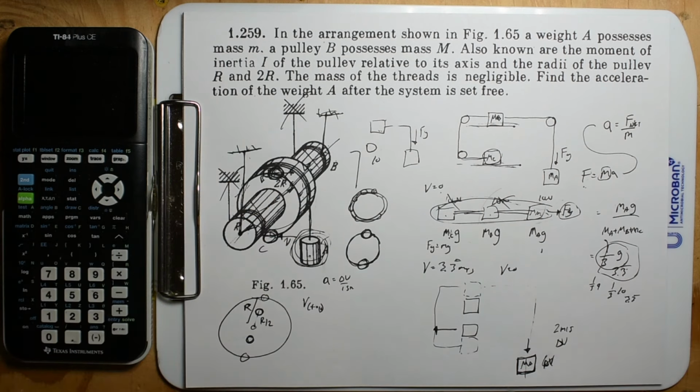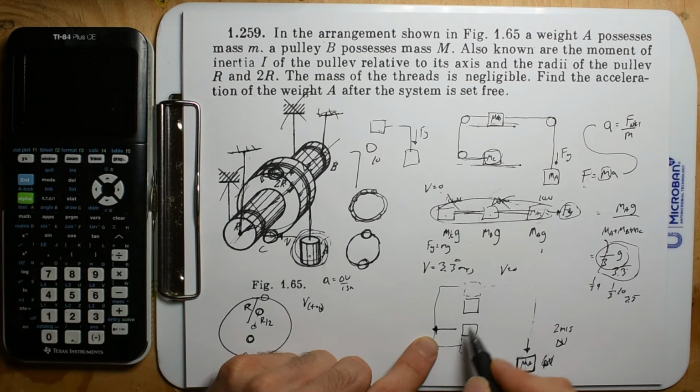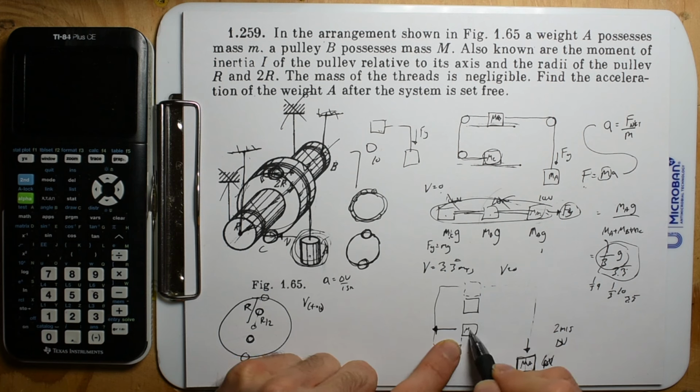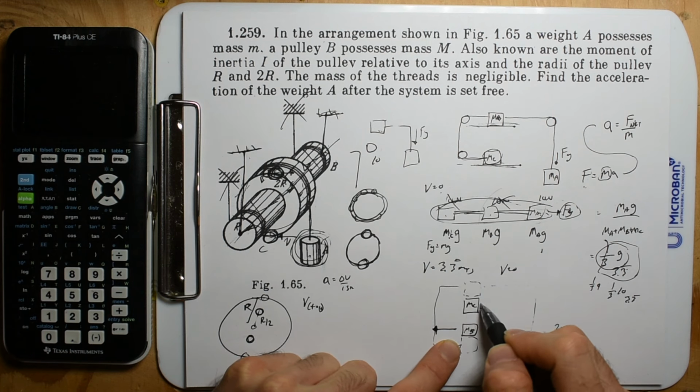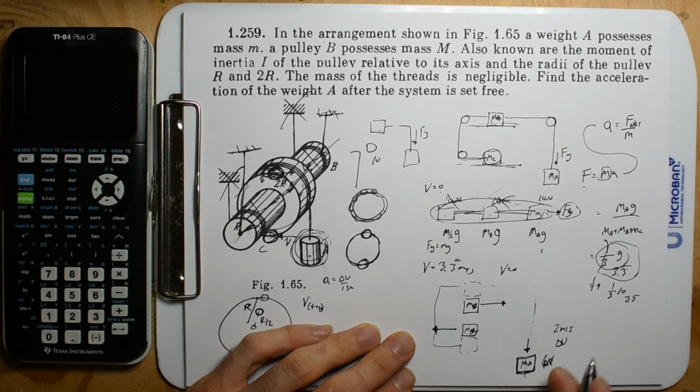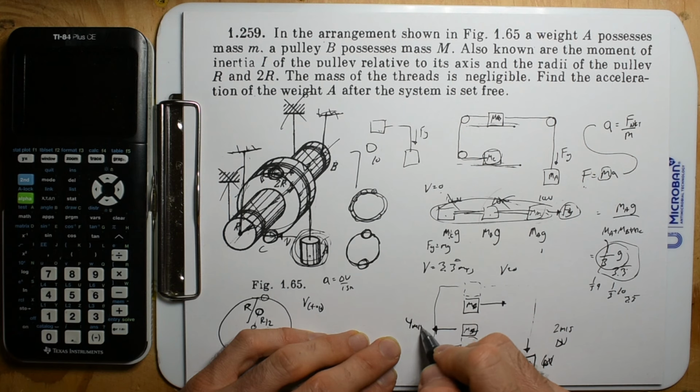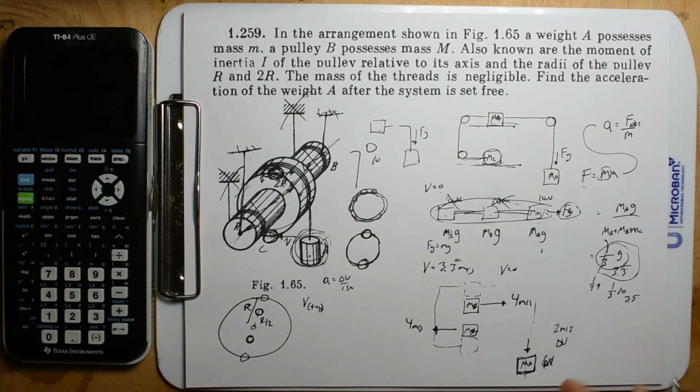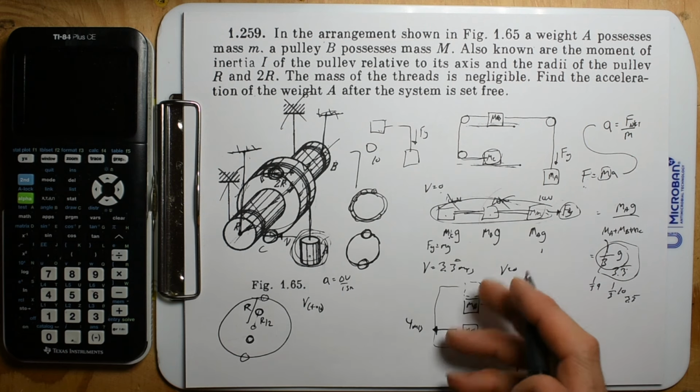Okay, fair enough. But guess what? We're going to have a scenario where mass B and mass C have velocities that are going to be twice this. So this is going to go 4 meters per second, and this is going to be 4 meters per second. You could have a system that does that. If I pull down, something's going to go faster.